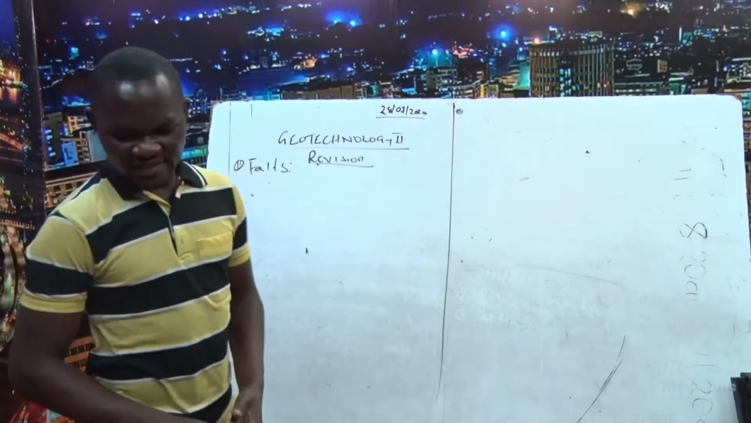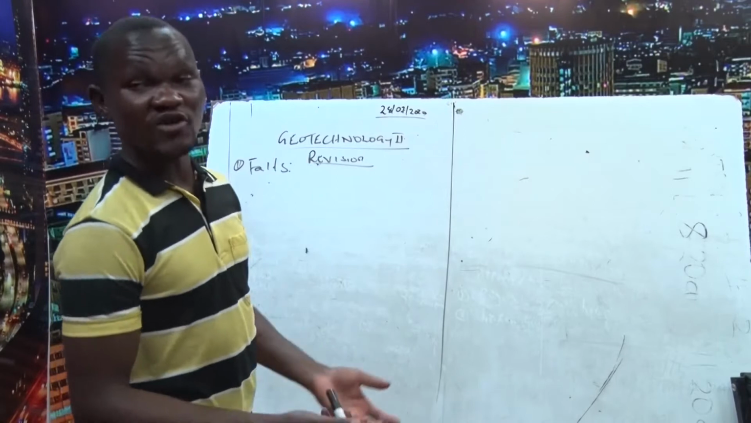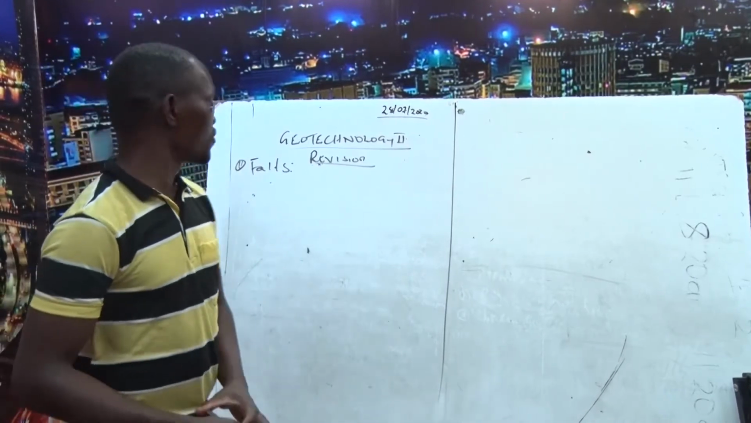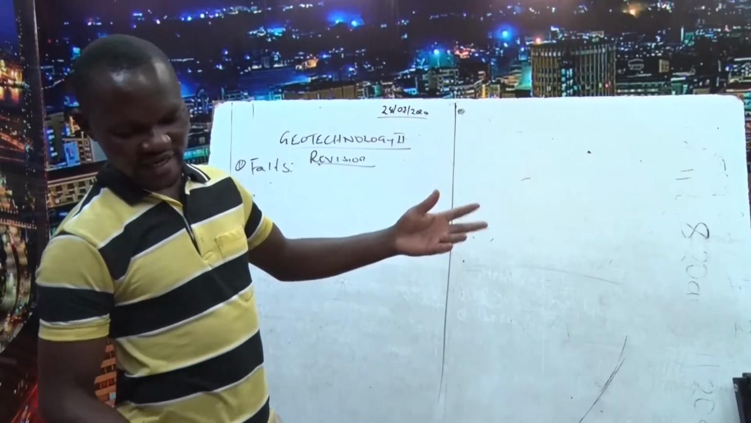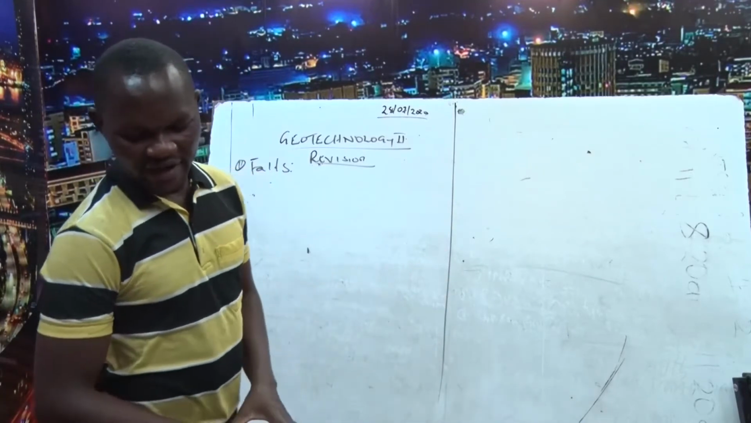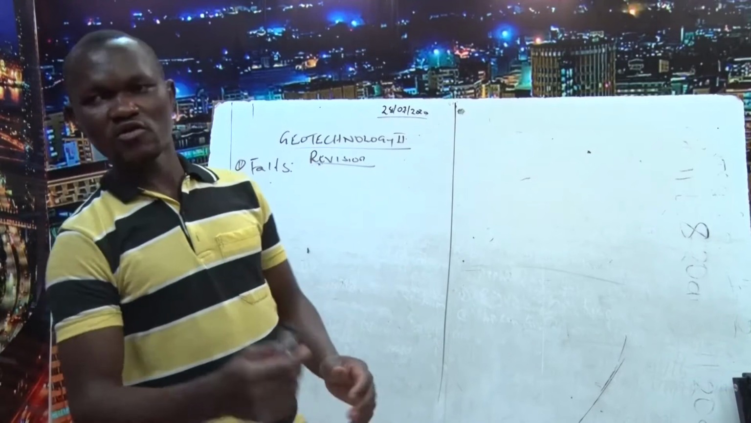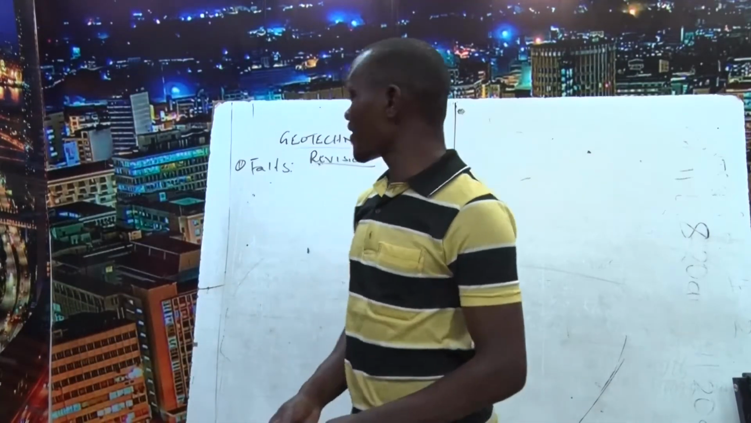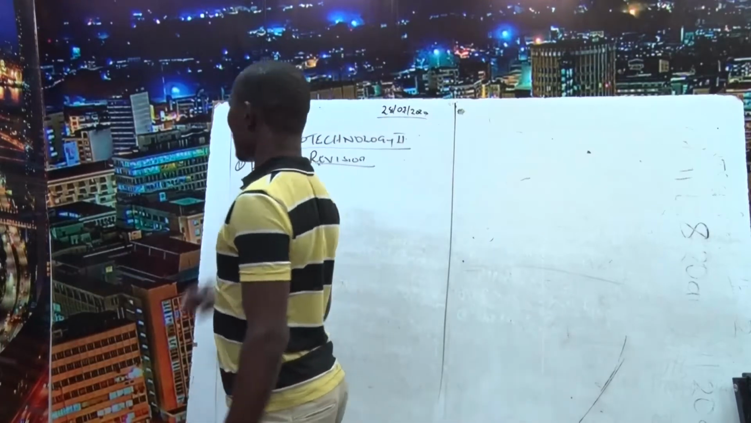In the first, we are always told to answer two questions from Geotechnology 2, where the structure is again that we answer two, then we do one in concrete. Let me tell you how they set it. The first question, we are told to define the following terms. The first term was fault.